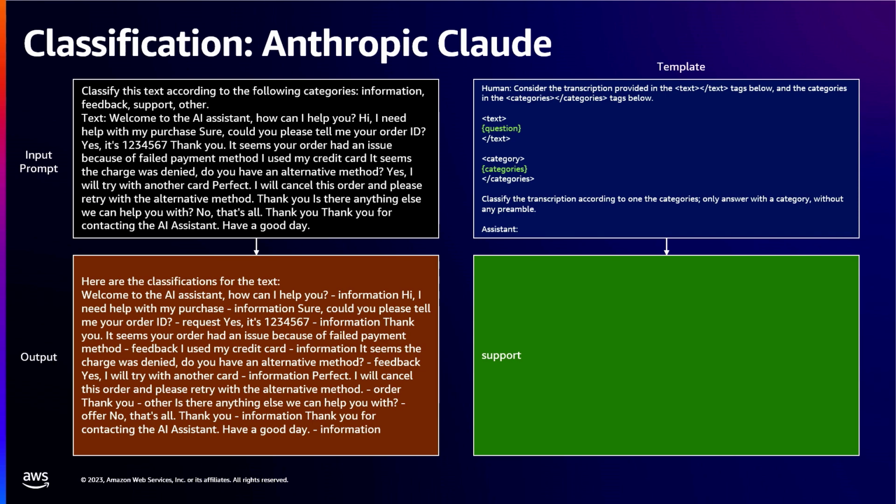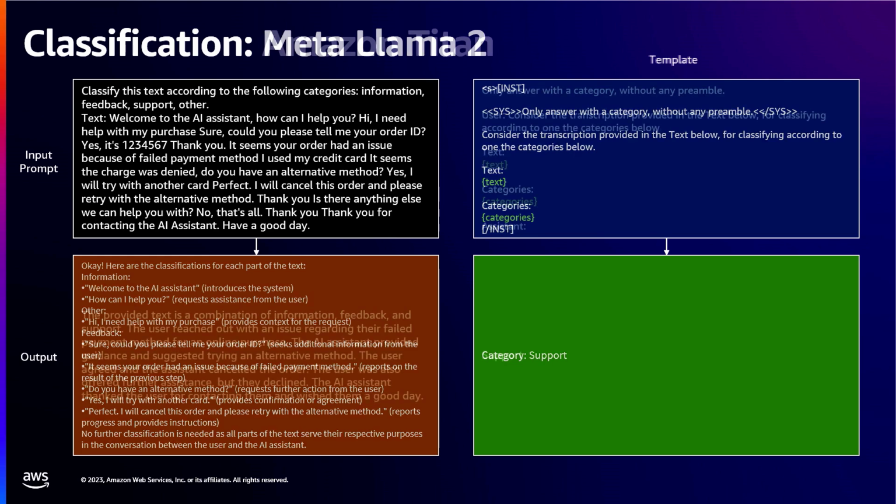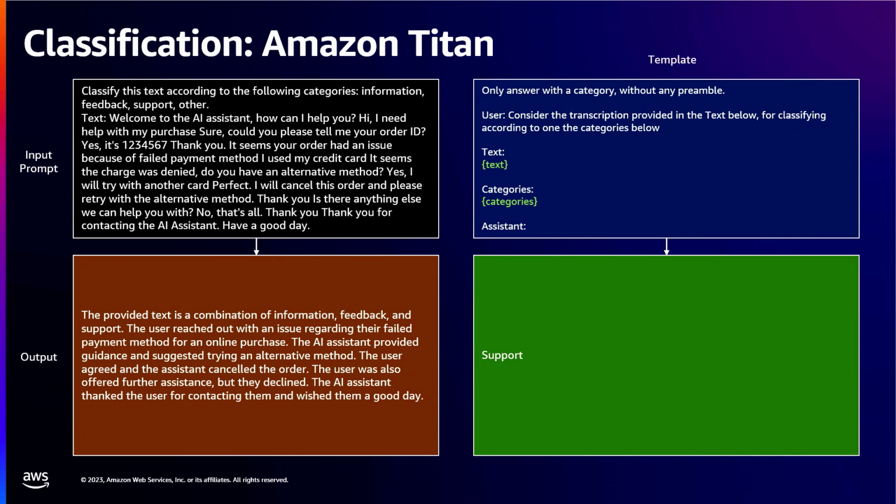And so with the right kind of prompting, by saying here's the question, here are the categories, and you classify according to one category, we get support as the right answer. We could look at other models with Llama. The equivalent version, Llama 2, would be shown here. Again, category support as opposed to turn-by-turn classification. And then the same thing with Amazon Titan. So a clean and concise answer on support.